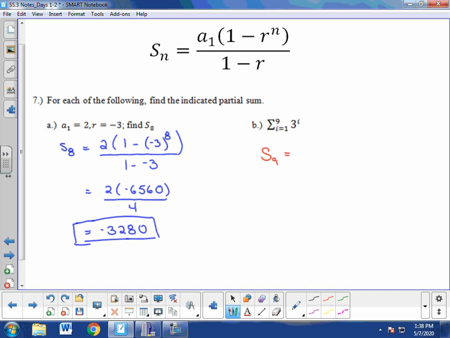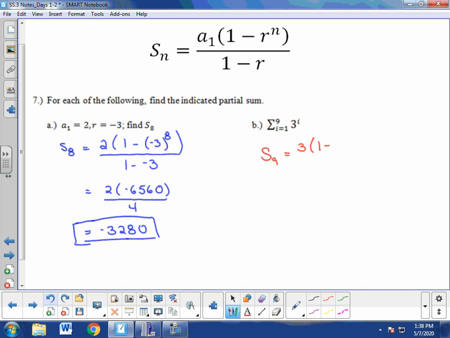A sub 1, it doesn't tell us what a sub 1 is. But remember, this expression here, 3 to the i power, is how we find the value of each term. So the first term would be 3 to the first power, which should be easier for us to find. It's just 3. Then we would have 1 minus r.